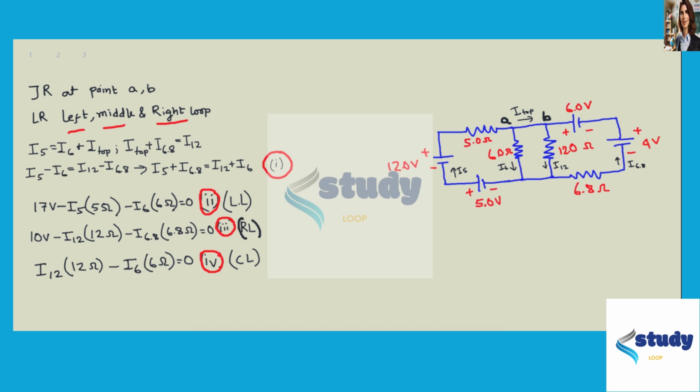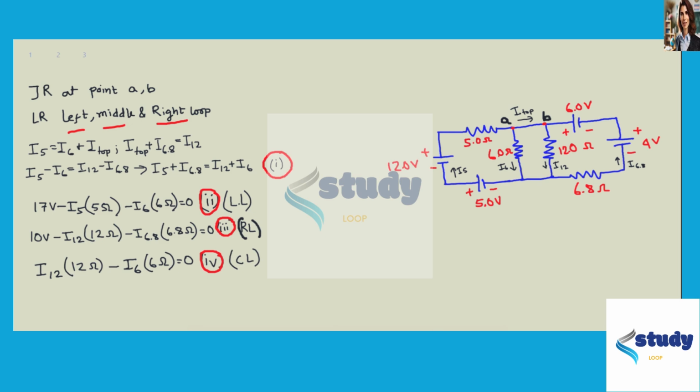At point A, I top is going away, I6 is going away, and I5 is going into the junction. So that means I5 should be equal to I6 plus I top. Similarly, in this junction, I top is coming in, and I6.8 is coming in, and then I12 is going away. So that's what we wrote here. If we substitute I top from both of the equations, we get a relation between I5, I6.8, I12, and I6. Right, so that's all about the junction rule.